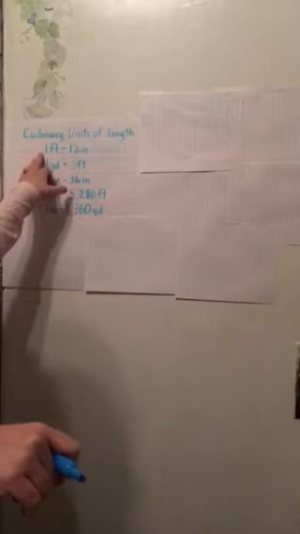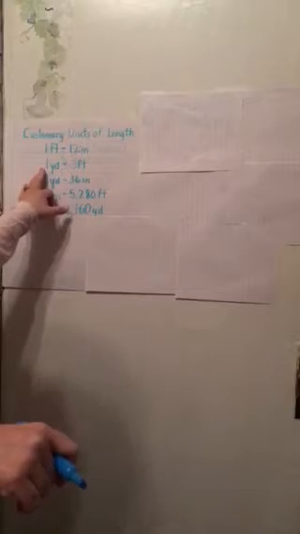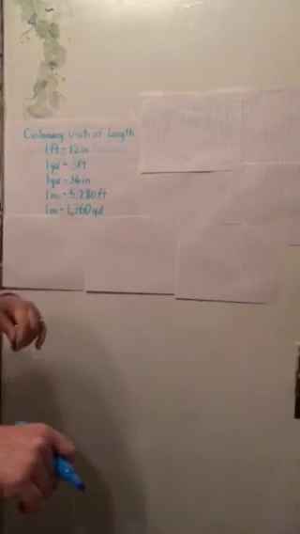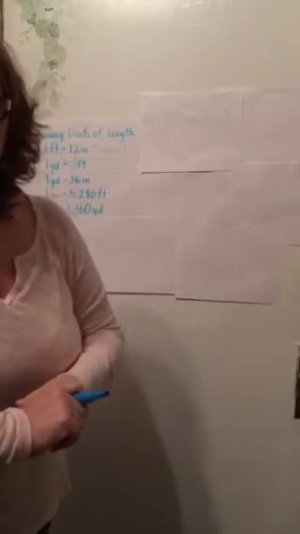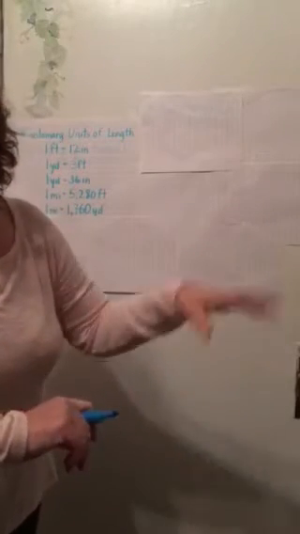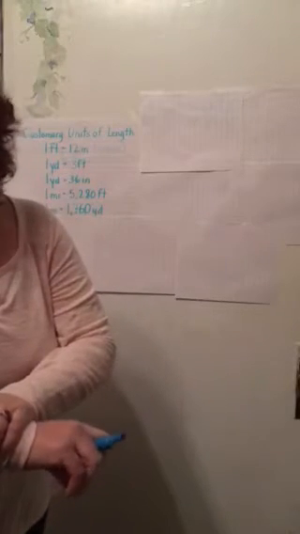1 foot equals 12 inches. 1 yard equals 3 feet. 1 yard equals 36 inches. 1 mile equals 5,280 feet. 1 mile equals 1,760 yards. When we say convert, we mean change one unit into another unit.